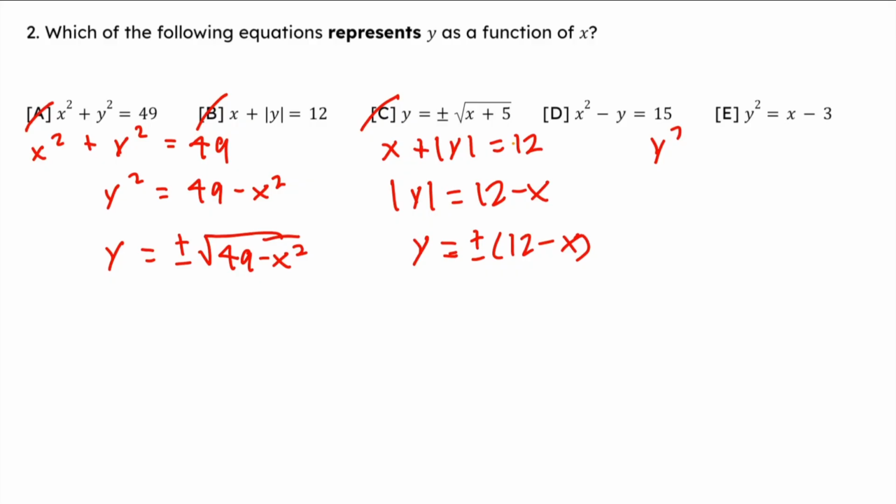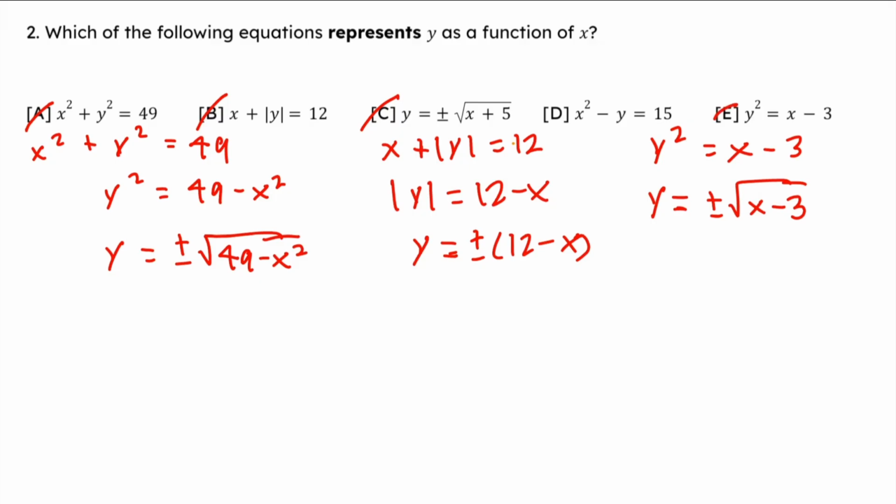So y squared is equal to x minus 3. Our only step in isolating y is to take the square root. So therefore, y is equal to plus or minus the square root of x minus 3. And just like A, B, and C, we have that plus or minus. E is not a function.